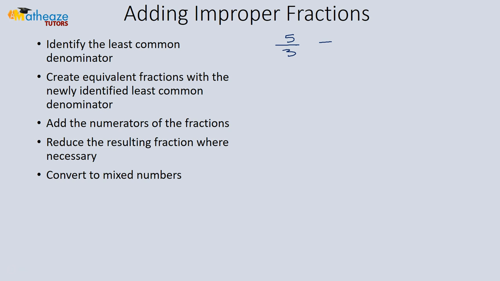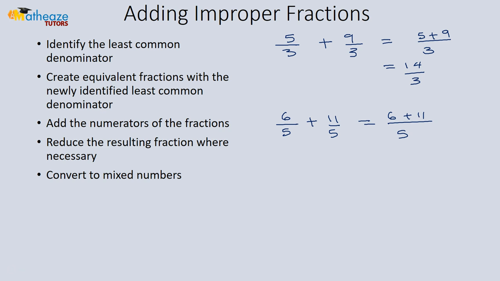5 over 3 plus 9 over 3. Okay, we have like denominators, so what we have is 5 plus 9, which is going to give us 14 over 3. Another example, 6 over 5 plus 11 over 5. This is going to give us like denominators, 5, 6 plus 11. This is going to give us 17 over 5.